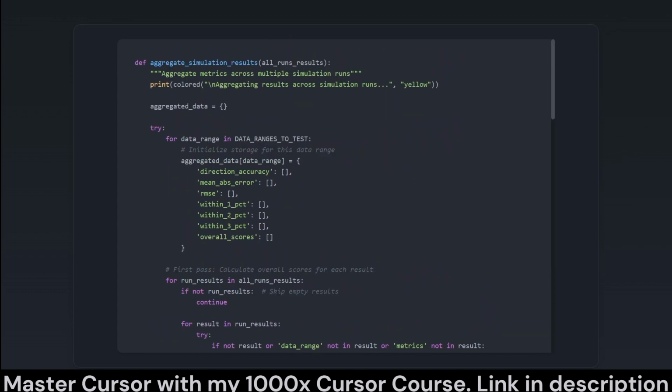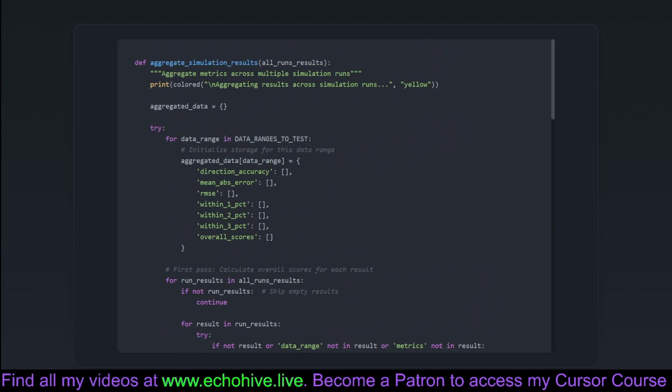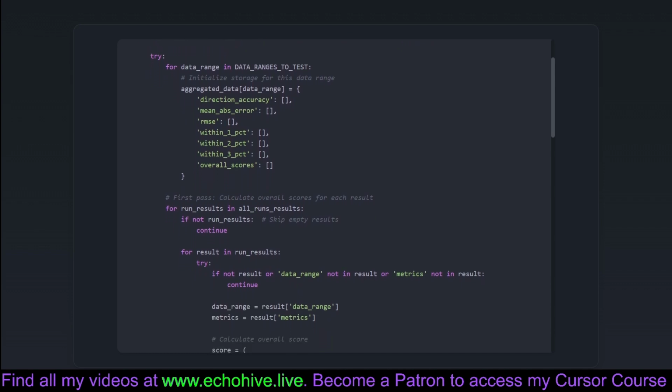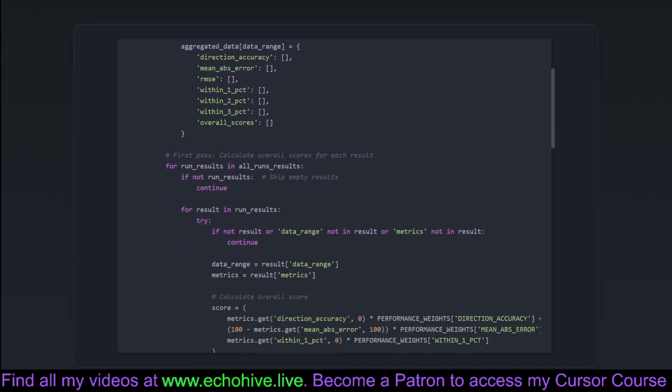Our simulation efforts culminate in the aggregate simulation results function, which combines results from multiple runs into a comprehensive, concise overview. Think of it as baking all the individual pie slices into a grand finale cheesecake.